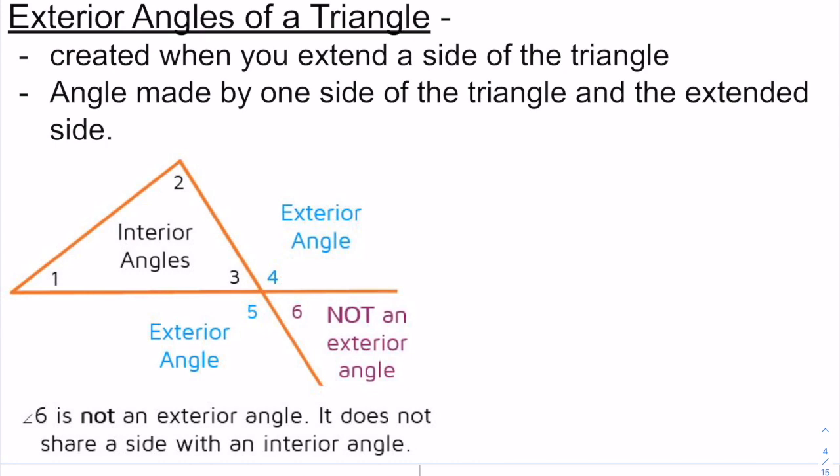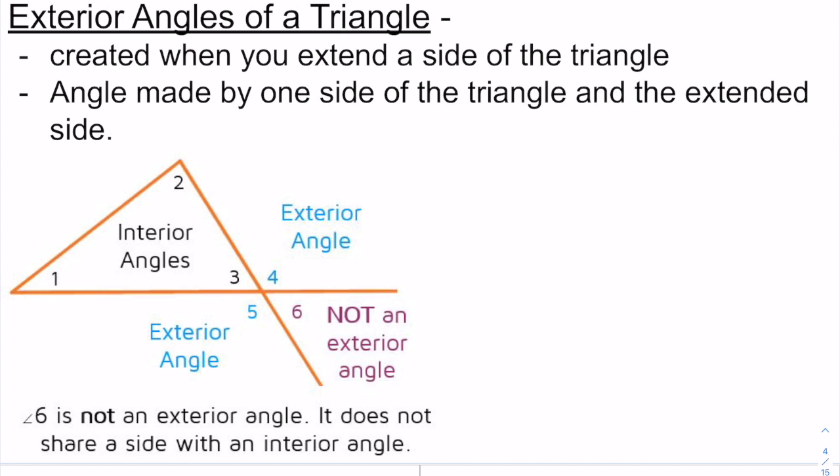Today in class, we focused on exterior angles of a triangle. So last class, we were working with triangles, but we were looking at the interior angles. Today, we're going to be thinking about how the exterior angles are related. So first, let's define what an exterior angle is.